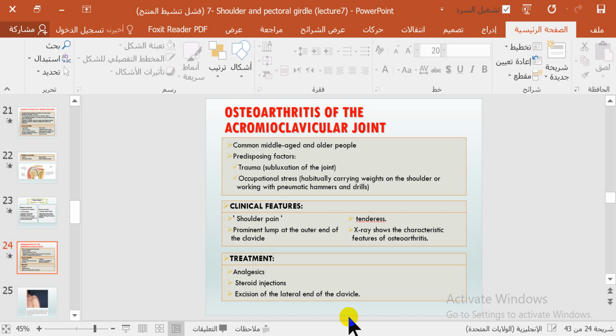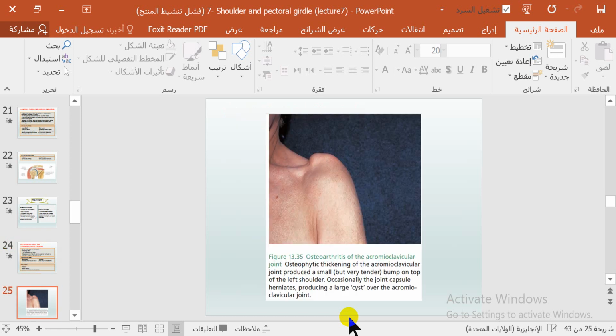Clinical features: shoulder pain, prominent lump at the outer end of the clavicle, and usually a tender area. The X-ray shows characteristic features of osteoarthritis of the acromioclavicular joint. Treatment: analgesia, steroid injection, and excision of the lateral end of the clavicle, the last choice. Here you have osteoarthritis of the acromioclavicular joint, and you see the part of the joint become prominent by fibrosis.